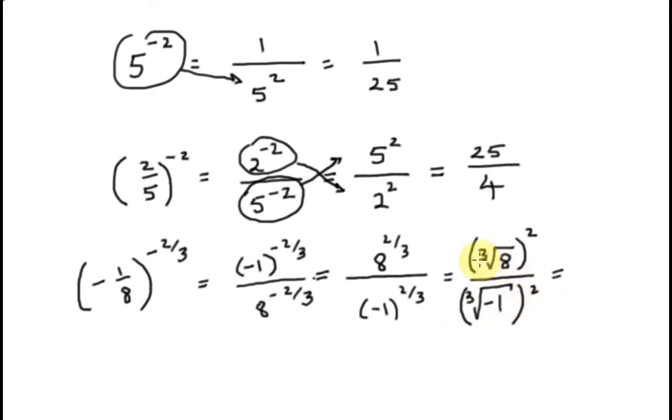Okay. Cube root of 8 is 2, and 2 squared ultimately is 4. Now on the bottom I have the cube root of negative 1, which is negative 1, and then I'm going to square that, which turns into positive 1. So there's my final answer: 4 divided by 1, or just 4.